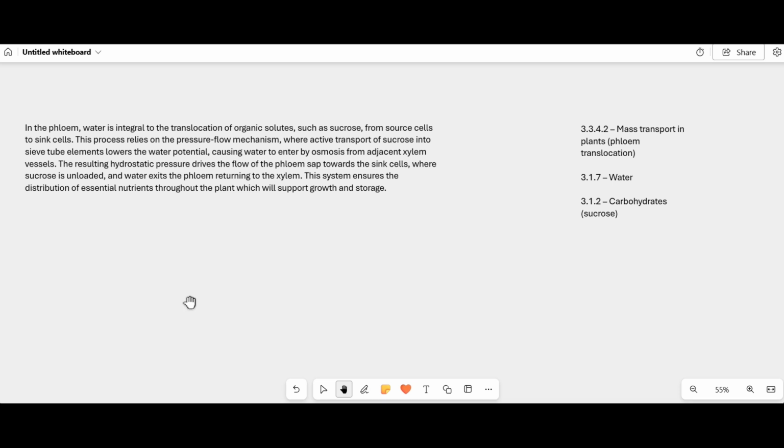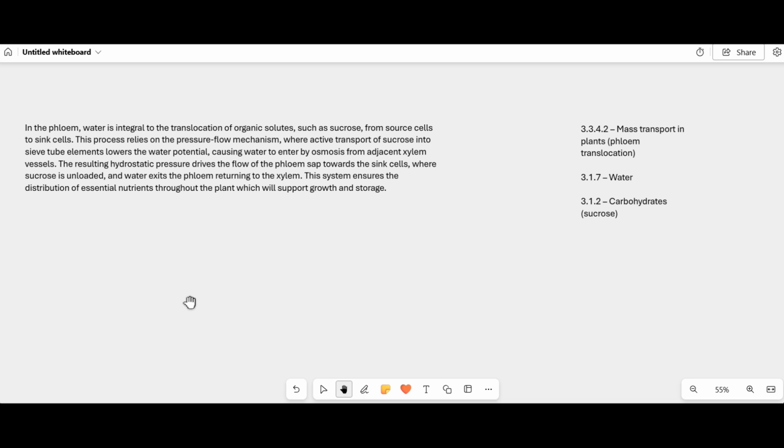We need to talk about the source to sink kind of theory, where active transport of sucrose into the CF tube elements here lowers the water potential. Notice how I'm not talking about the whole process. I'm not saying that's moving into the CF tube and then back and all that, yeah. I'm just saying it moves into the CF tube elements to lower the water potential, causing water to enter by osmosis from adjacent xylem vessels. That's all you need to say. That's just a little quick summary.